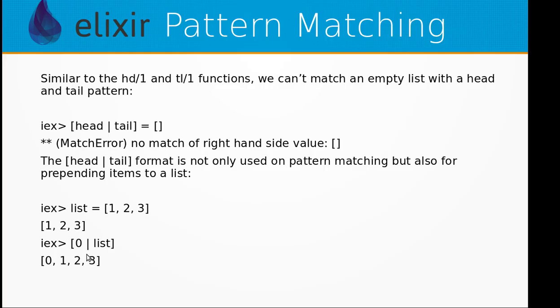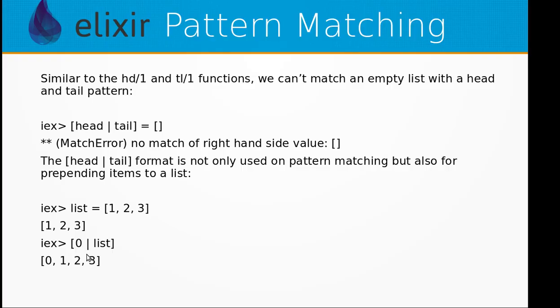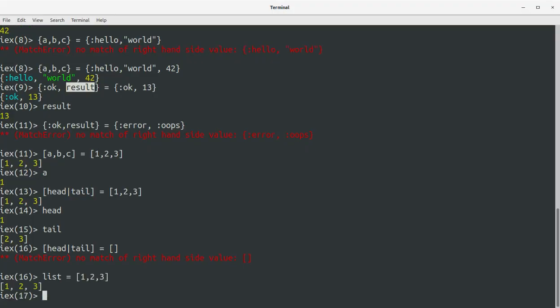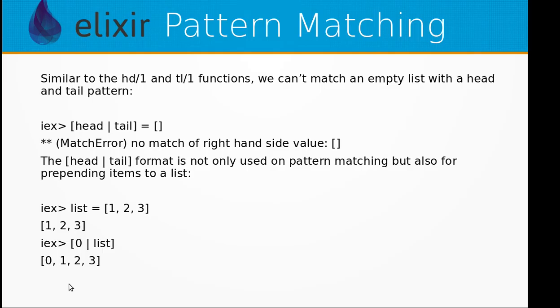The head tail format is not only used in pattern matching but also for appending items to a list. So let's create list equals [1, 2, 3]. We got a list, and if I say [0 | list], I'll get [0, 1, 2, 3]. So a new element or value has been added to the list at the very start of the list.